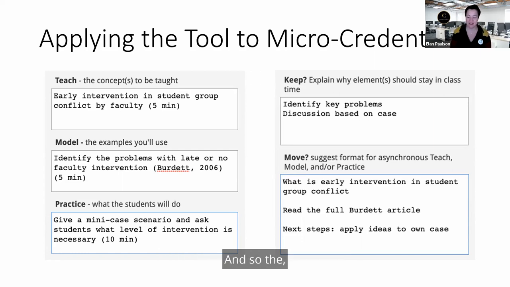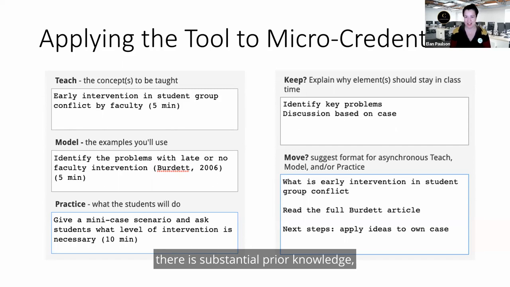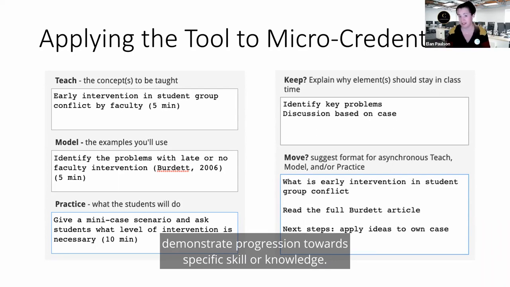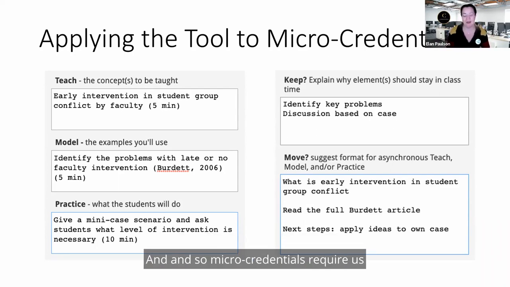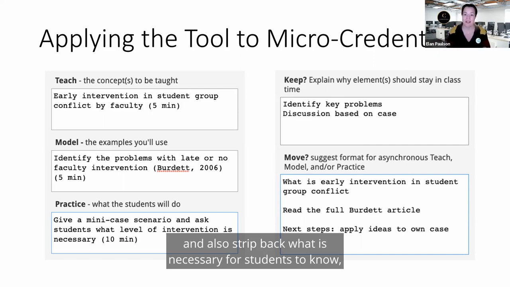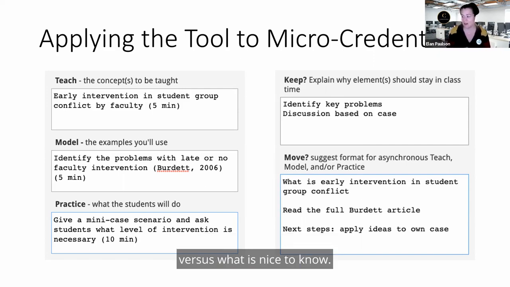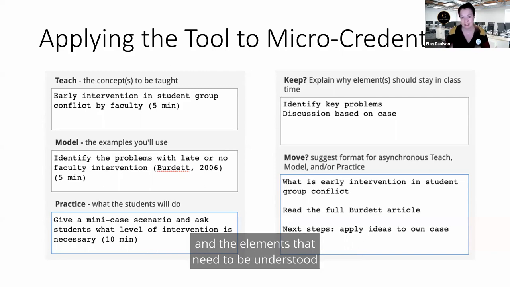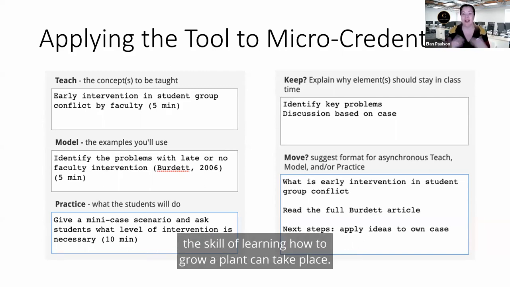And so the goal of the activity in part is to draw attention to the fact that there is substantial prior knowledge and a range of components that need to be considered when teaching micro-credentials, especially if you're teaching in an outcomes-based education program, one that is really trying to demonstrate progression towards specific skill or knowledge. And so micro-credentials require us to really hone into the key elements and also strip back what is necessary for students to know versus what is nice to know. And I think that Selena's points around all of the different variations of herbs, the different sunlight requirements, the soil, these are all the preconditions and the elements that need to be understood before the skill of learning how to grow a plant can take place.